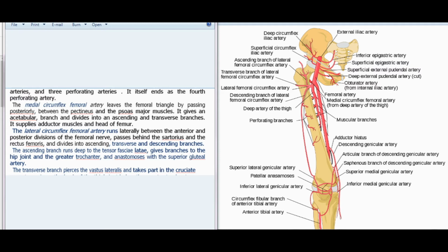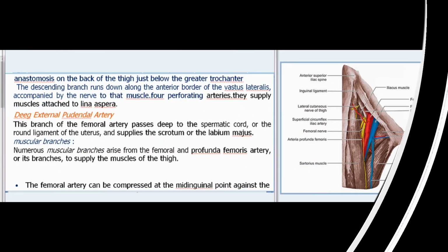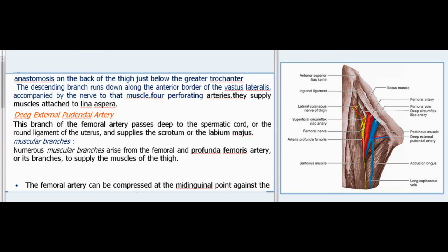The lateral circumflex femoral artery runs laterally between the anterior and posterior divisions of the femoral nerve, passes behind the sartorius and the rectus femoris, and divides into ascending, transverse and descending branches. The ascending branch runs deep to the tensor fasciae latae, gives branches to the hip joint and the greater trochanter, and anastomoses with the superior gluteal artery.